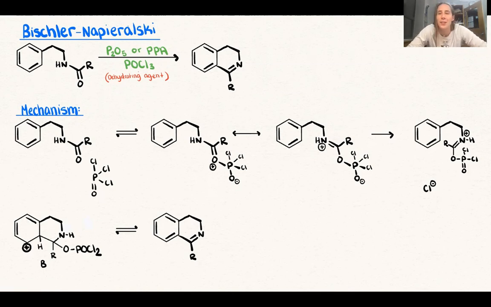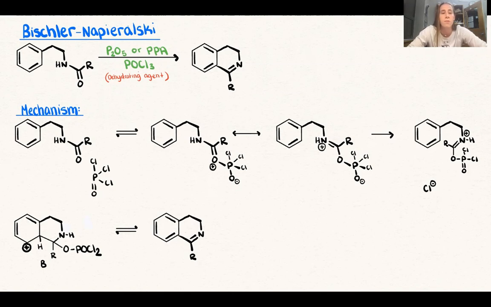Hi guys, my name is Taylor, and today I'm going to teach you about two very similar reactions that can be used to make heterocyclic compounds called isoquinolines. Our first reaction is the Bischler-Napieralski reaction, in which we start with an acylated phenylethylamine reacted with a dehydrating agent such as P2O5, PPA, or POCl3 to get our desired isoquinoline.